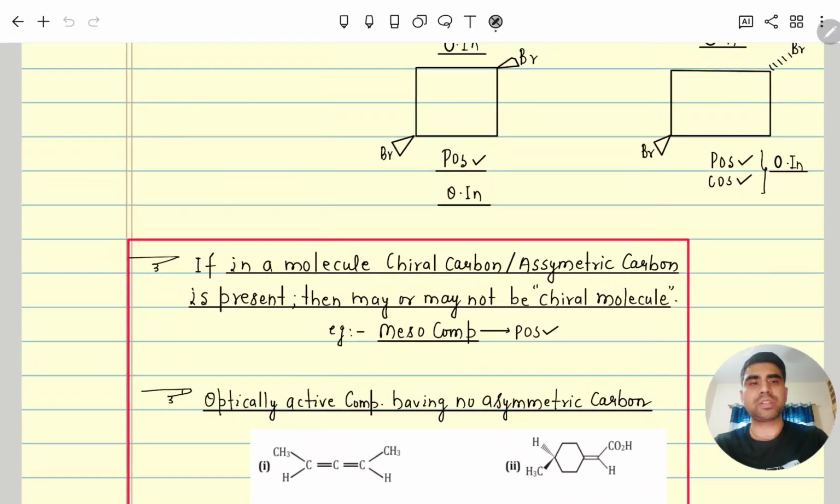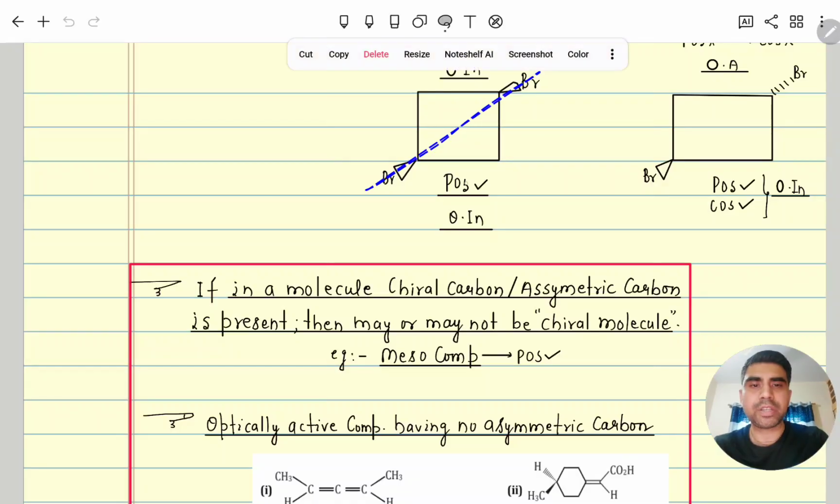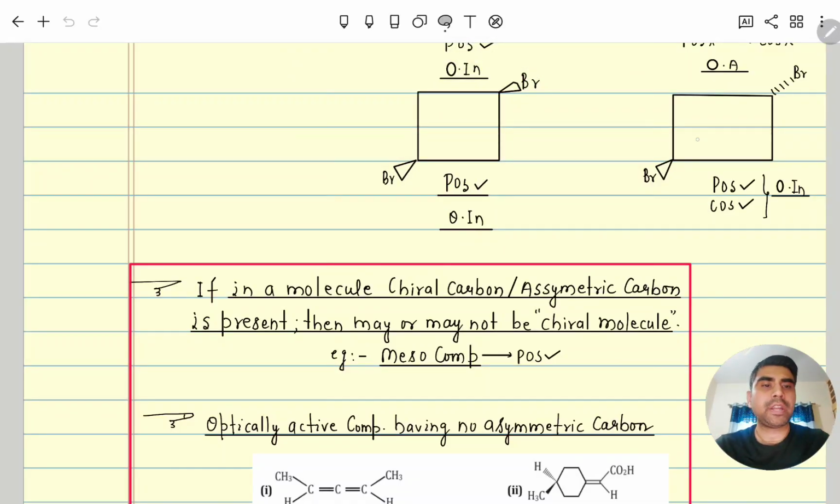Next, moving further, we'll see this compound. Here the plane of symmetry is there, right? So it will be optically inactive. Now here we can say the plane of symmetry is also there. So suppose additionally we are checking COS, diagonally opposite. So yes, even that is there, and it will be optically inactive.